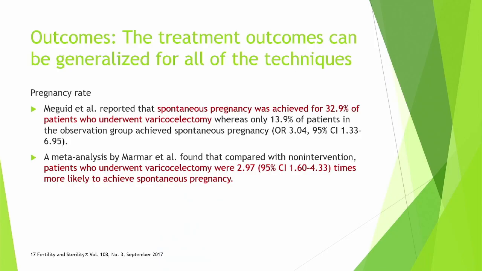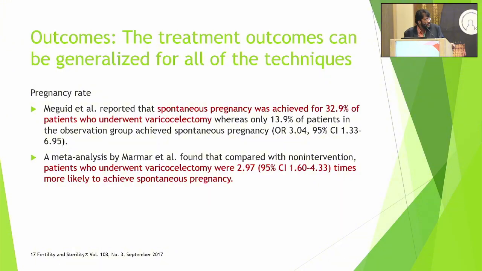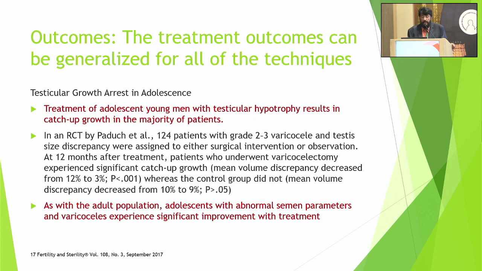The spontaneous pregnancy rate was achieved in 32.9% of patients who underwent varicocelectomy, whereas only 13.9% in the observation group achieved spontaneous pregnancy. Patients who underwent varicocelectomy were 2.9 times more likely to achieve spontaneous pregnancy. So, treatment of adolescent young men with testicular hypotrophy results in a catch-up growth in the majority of patients. As with the adult population, adolescents with abnormal semen parameters and varicocele experience significant improvement with treatment.